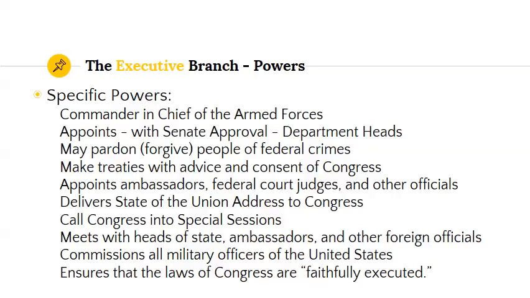The president calls Congress into special sessions. So what happens there is if we need a special session of Congress to handle something, we can call them in. Finally, the president can also meet with the heads of state, the ambassadors, and other foreign officials. The president commissions all military officers in the United States, and ensures that the laws of Congress are faithfully executed. And "faithfully executed" is in quotes because sometimes the president chooses not to enforce certain laws. That's something that both parties have done in the past, and it's one of those things that we just definitely need to see as we start to look at these different pieces of information.